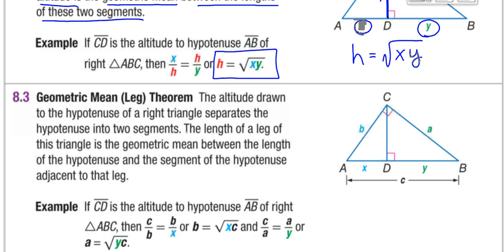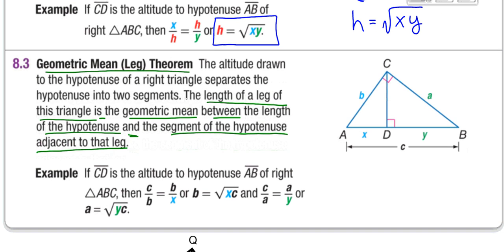Then there's a leg theorem as well, and these legs are going to be those outer sides of the big right triangle, so that little b, which is segment AC, and the little a, which is segment CB. So this is the geometric leg theorem. First, I'll read it. The altitude drawn to the hypotenuse of a right triangle separates the hypotenuse into two segments. The length of a leg of this triangle is the geometric mean between the length of the hypotenuse, that whole hypotenuse, and the segment of the hypotenuse adjacent to that leg. So the length of a leg is the geometric mean between the hypotenuse, which is the long hypotenuse all the way across the bottom, segment AB, listed as that little c, and the segment of the hypotenuse adjacent to that leg.